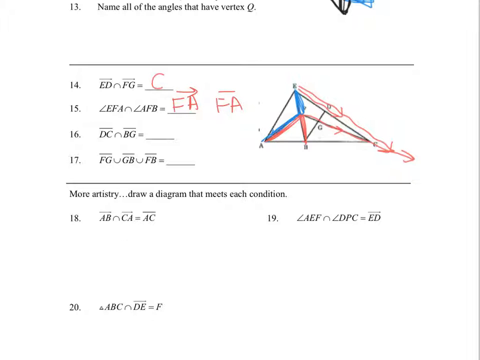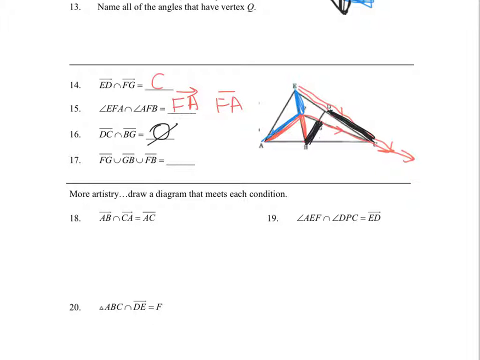Okay, now we have segment DC, which is here. I'm going to do that in black. Intersecting with segment BG. Well, keeping in mind that segments end, right? They don't go on forever, they end. And an intersection is going to be an overlap. Well, these never overlap. So this is the empty set. There is no intersection here.